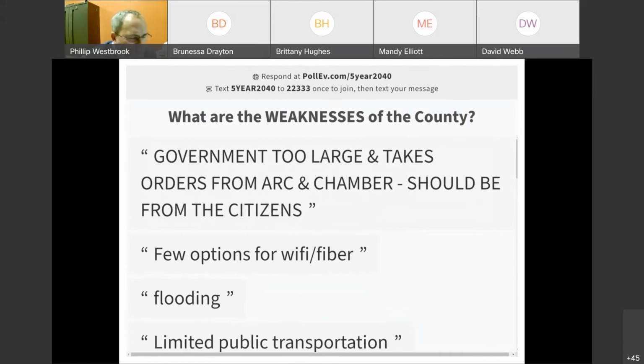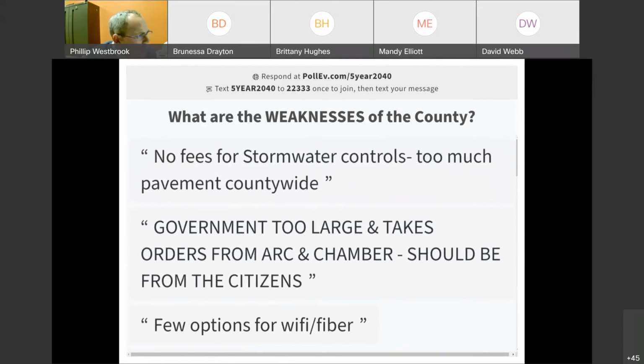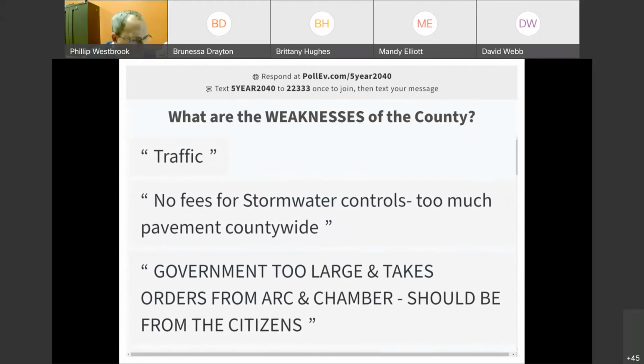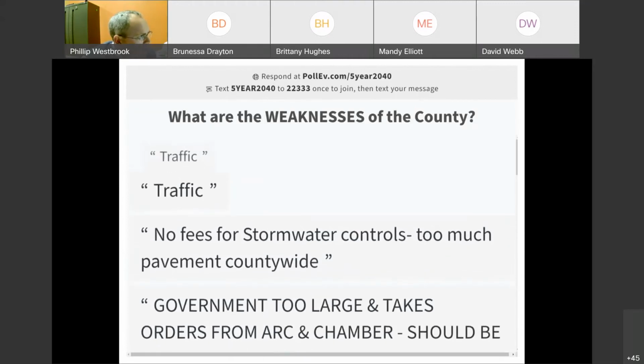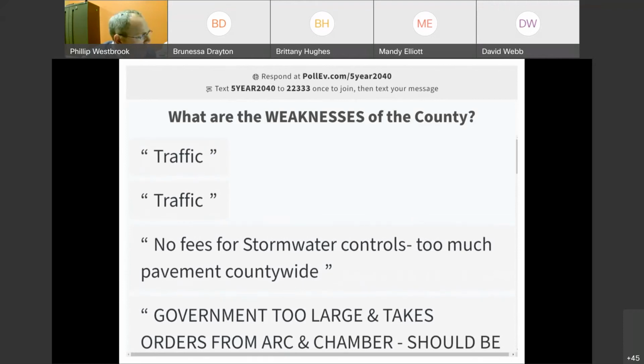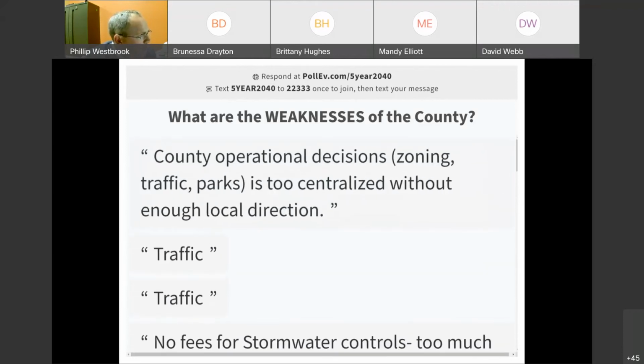For a few options for Wi-Fi and fiber, again, that's a new broadband element that we're going to have to include in the comprehensive plan. We will take a look at that, and we'll note that.